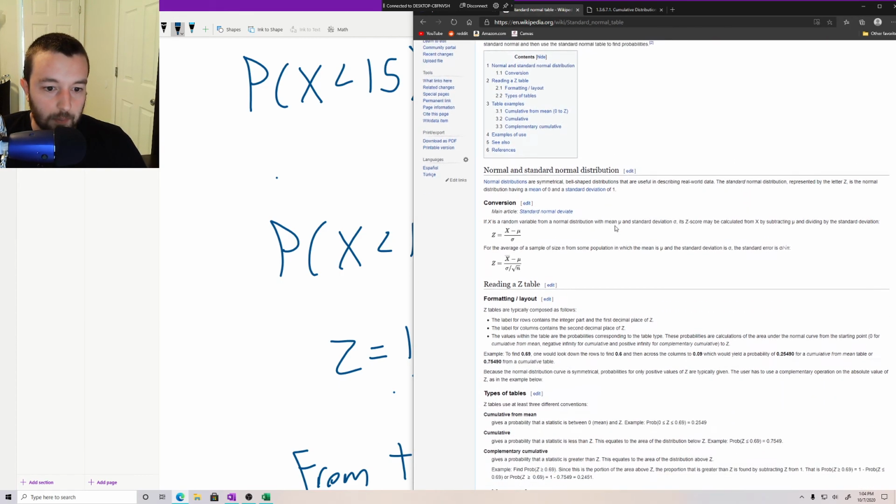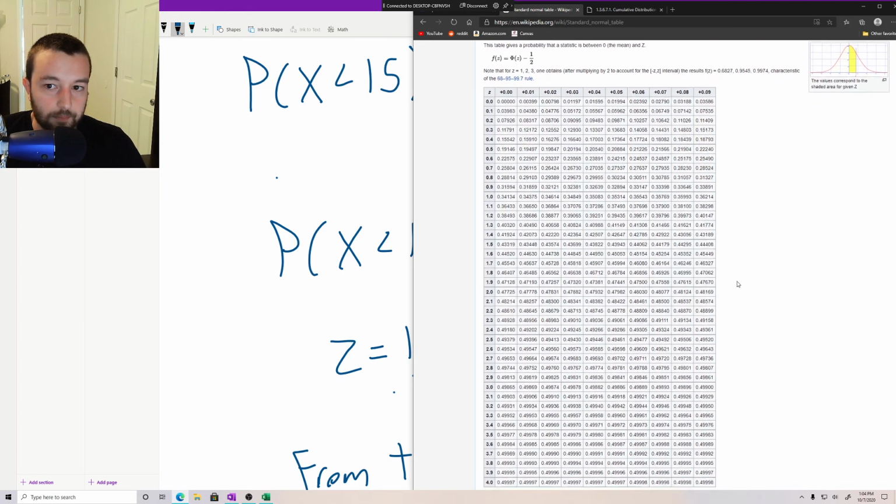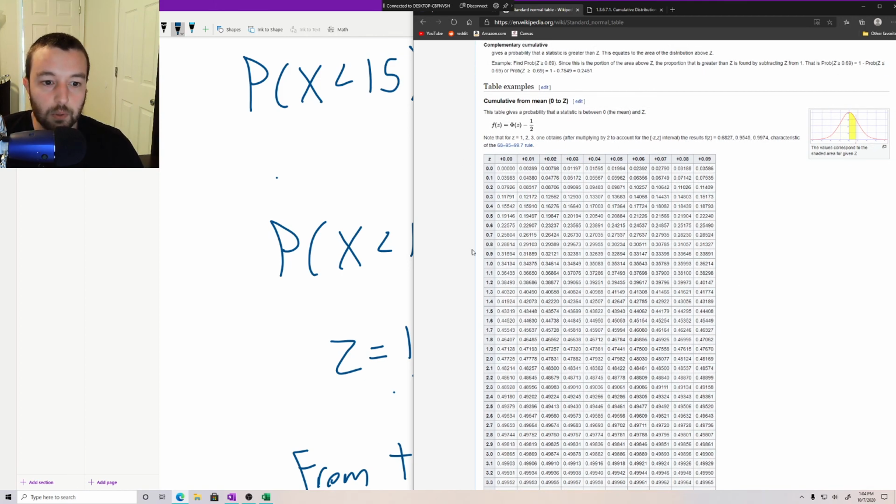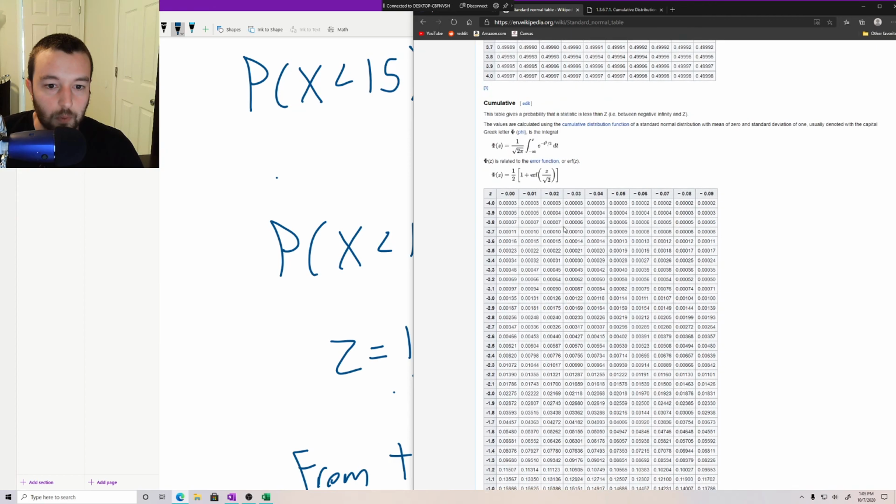Let's go to the first Wikipedia tab here, the standard normal table. So this is the one we were just looking at. You can see the 0.67, 0.24857. What we want is this one.